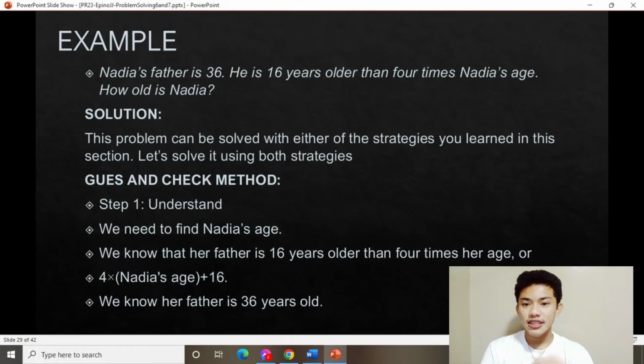Example: Nadia's father is 36. He is 16 years older than 4 times Nadia's age. How old is Nadia? Solution. This problem can be solved with either of the strategies that you learn in this section. Let's solve using both strategies. Guess and check method. We need to find Nadia's age. We know that her father is 16 years older than 4 times her age, or 4 times Nadia's age plus 16. We know her father is 36 years old.